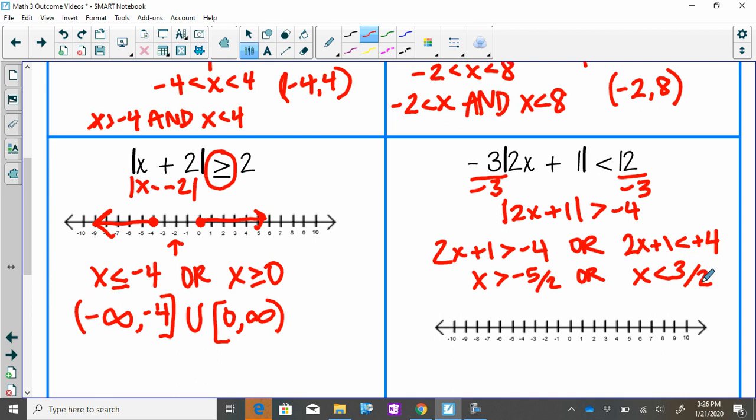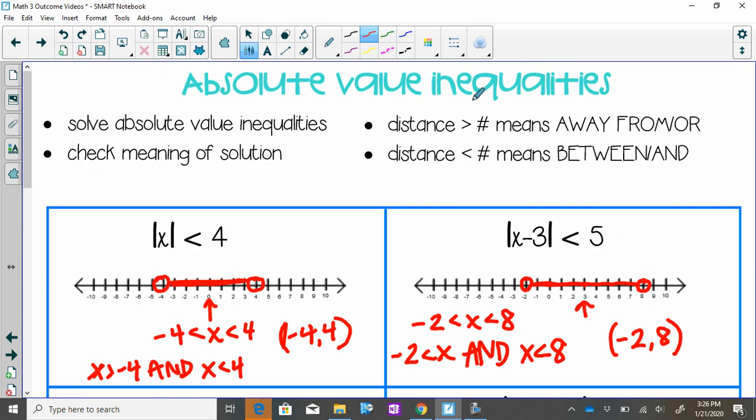So again, going back up to the top here, a distance greater than means I'm going to be away from the center. That's why I'm using the word or to indicate that it can be away from to the right or to the left. A distance less than means I want to be closer to the center, so I have to be between those two numbers. So I use the word and to indicate that it has to fit both of those arrows. It has to be both greater than the left side and less than the right to trap it in between those two.